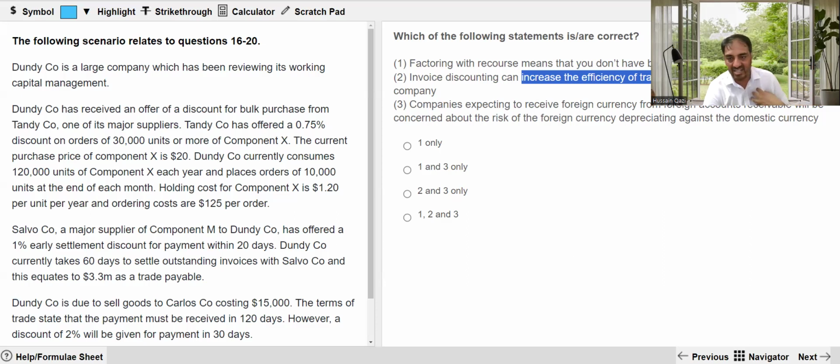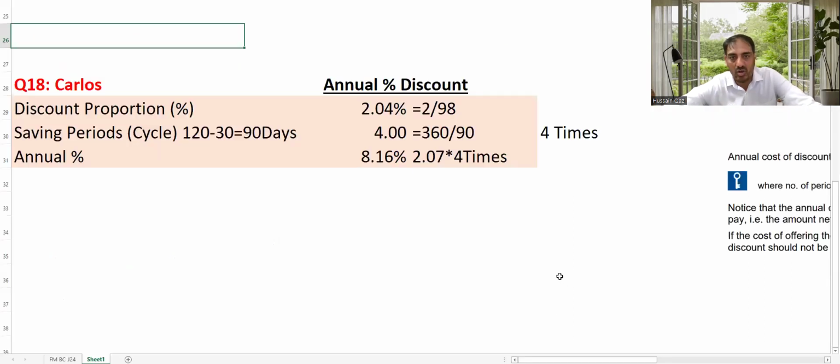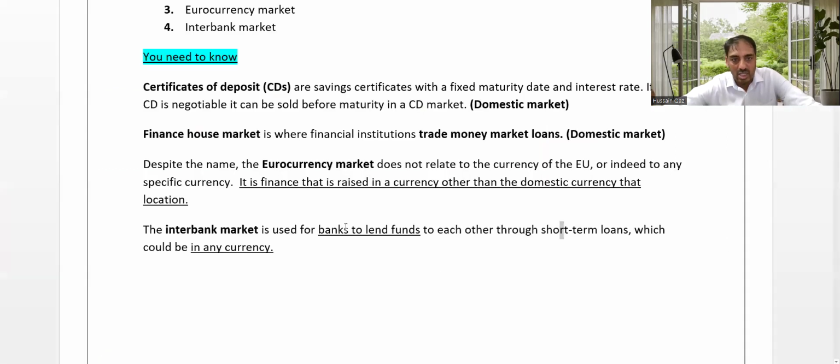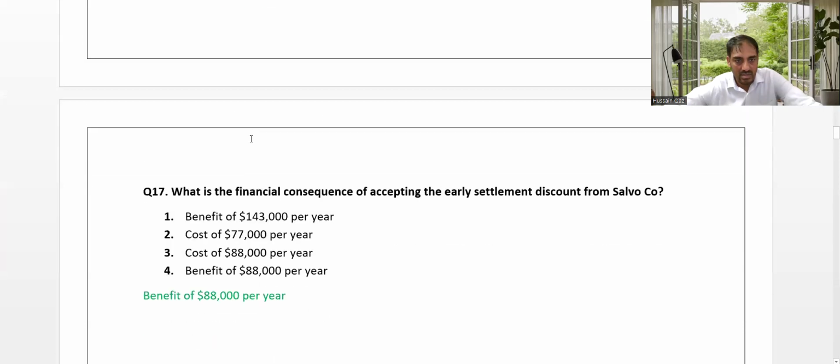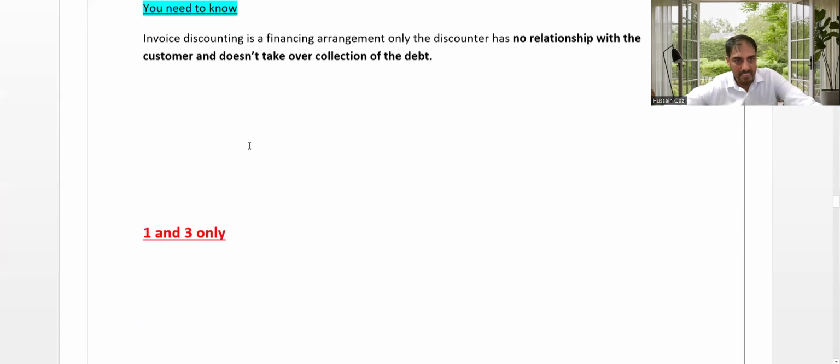Yes, we can collect the cash, and it's about cash management. So that means here 1 and 3 only. I strongly suggest that you need to be aware of these points.